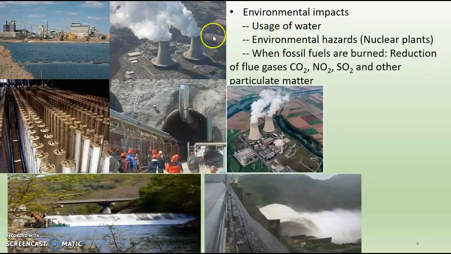Environmental impacts should be considered because of these generations. We have to use water for generating energy, either by means of steam plants or by means of hydel plants. Environmental hazards should be considered while installing nuclear power plants. And when fossil fuels are burned, the flue gases, CO2, NO2, etc., and other particulate matter that is emitted into the environment should also be considered.